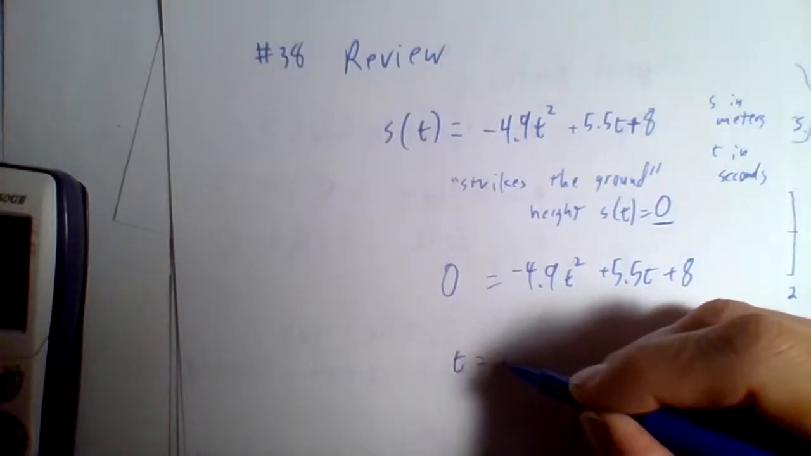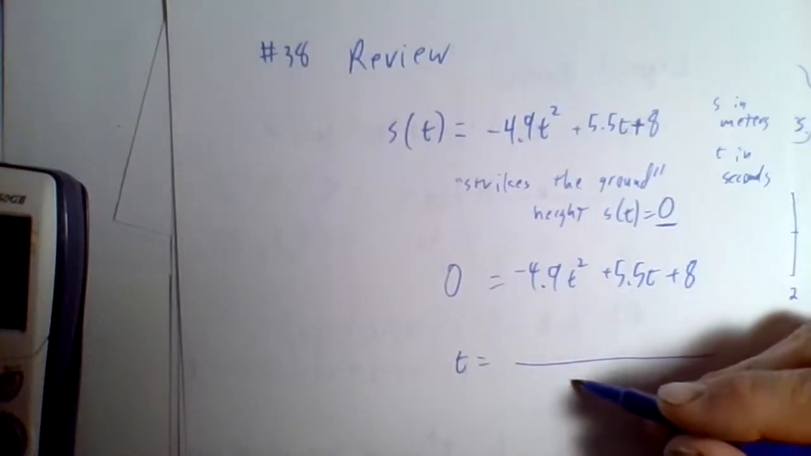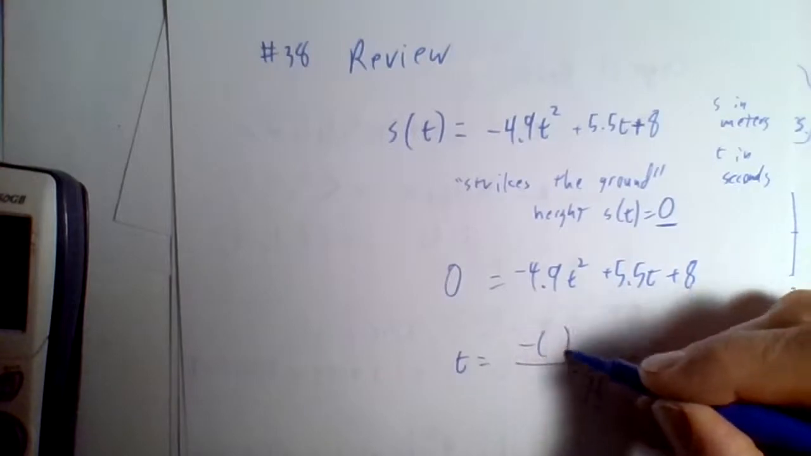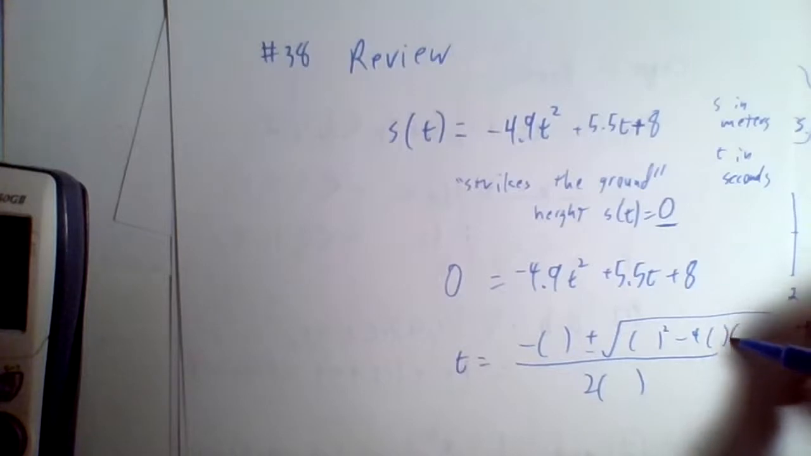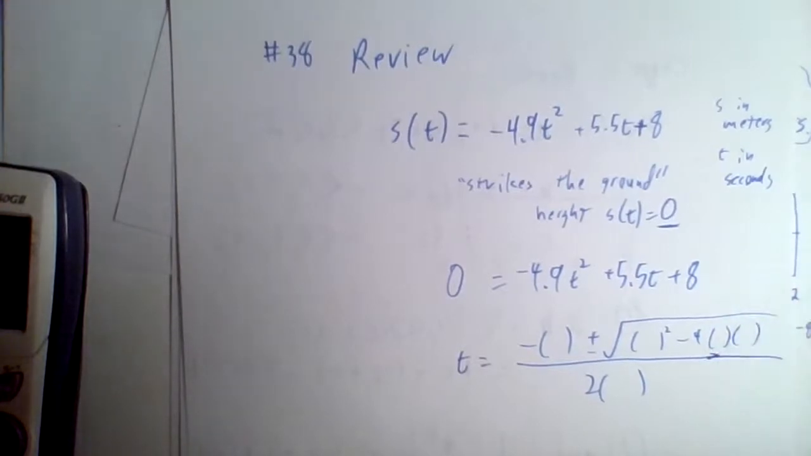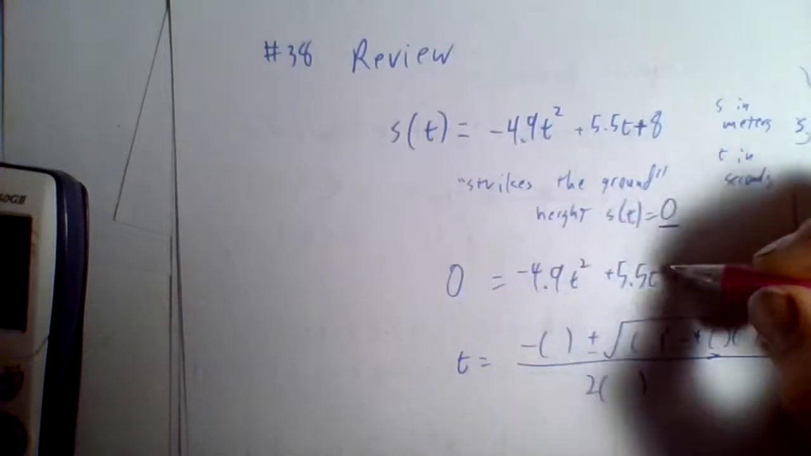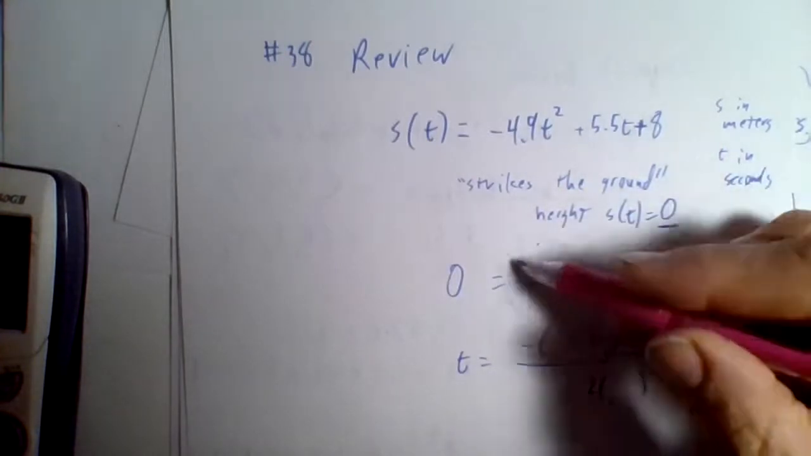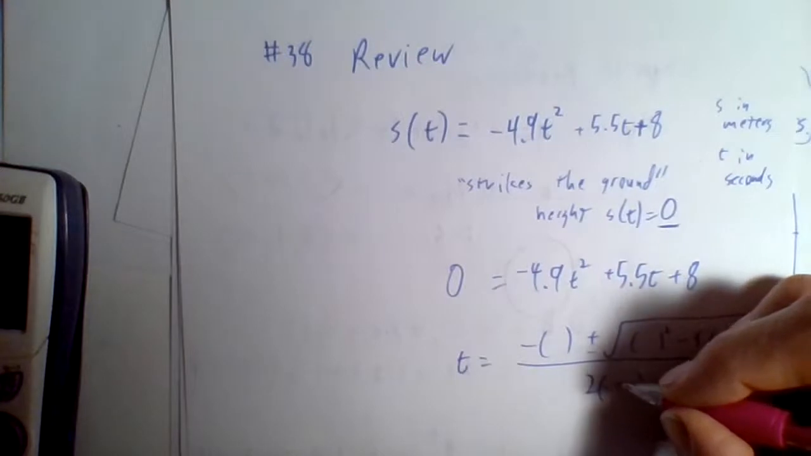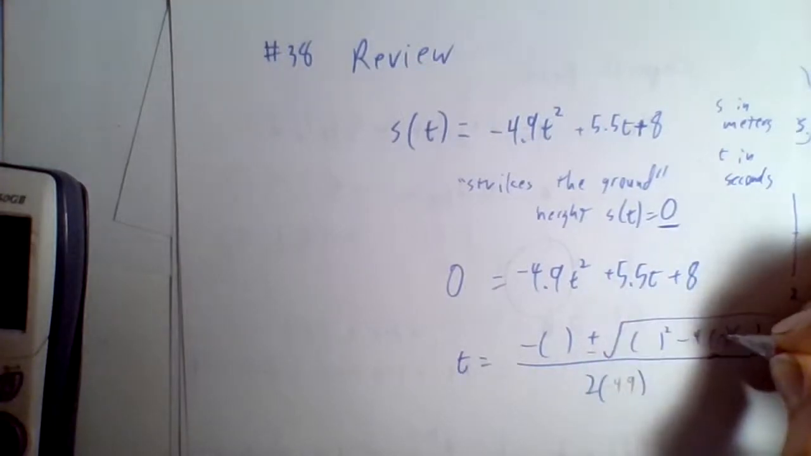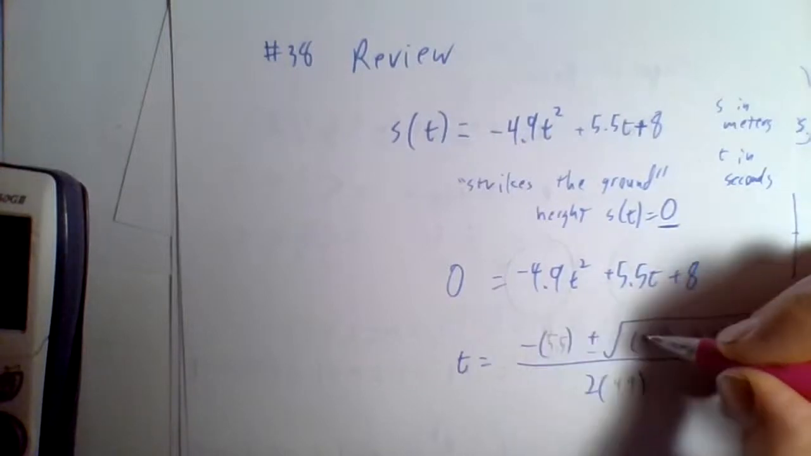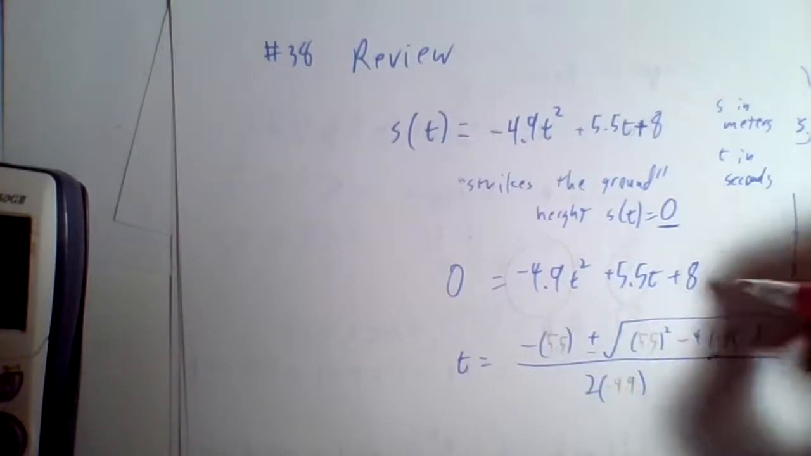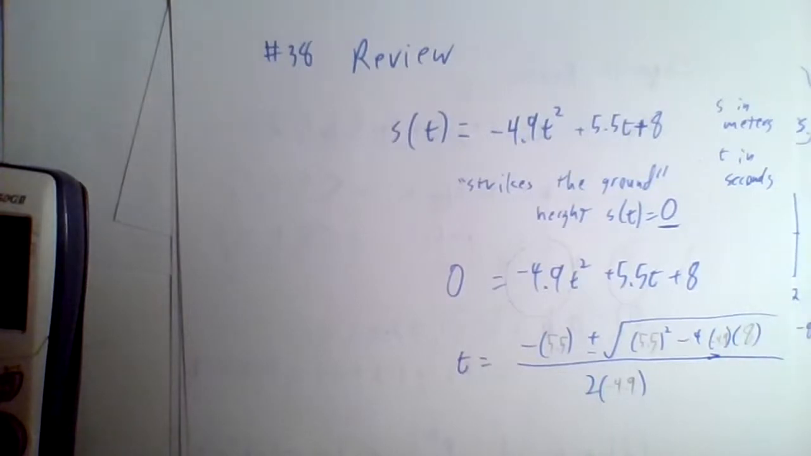So t equals, and I'm plugging things in the same way as before. I've got my containers to put stuff into in the quadratic formula. There's the long division bar that I've got to do last. But now I'm just putting these in and doing the calculations out. A is negative 4.9. B is positive 5.5. And C is 8. So those go in these places.